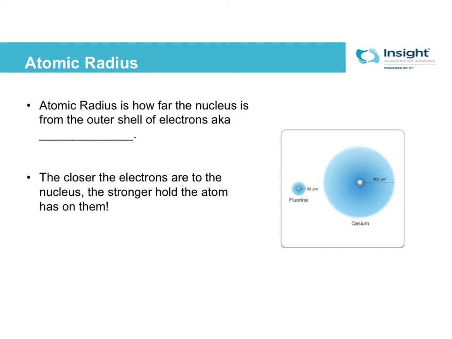This is very similar to the radius of a circle or a sphere that you're used to, right? But it's how far the nucleus is from the outer shell of electrons. What do we call those electrons that are in that outer shell? Valence electrons. Great memory if you remembered that.